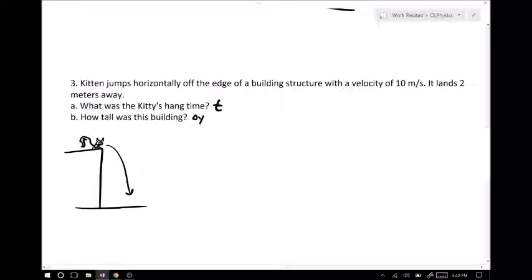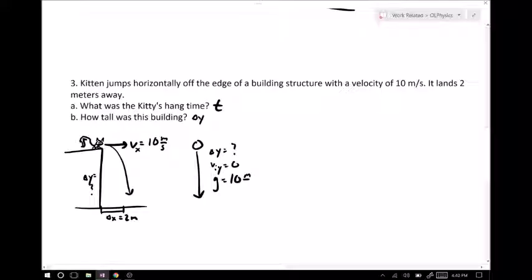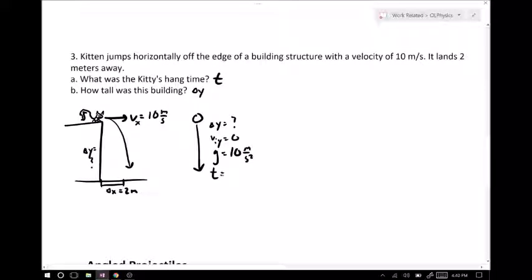And we're looking for a change in y. We know 2 meters away, right? 2 meters, not too big. We know that the velocity was 10 meters per second. So first we were asked how long was the kitty's hang time. So again, we break this problem into 2 separate problems. Change in y we do not know. But we know the initial velocity in the y direction was 0. We know gravity is 10 meters per second squared. And we don't know the time.